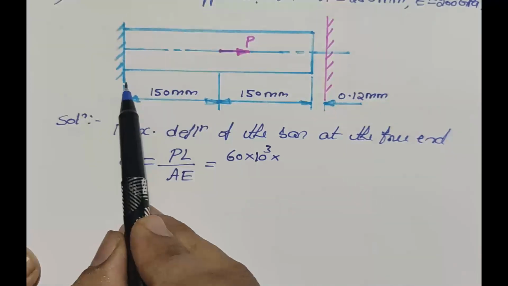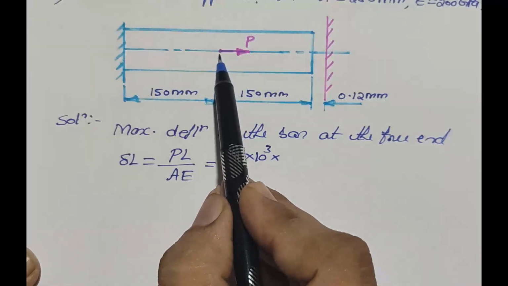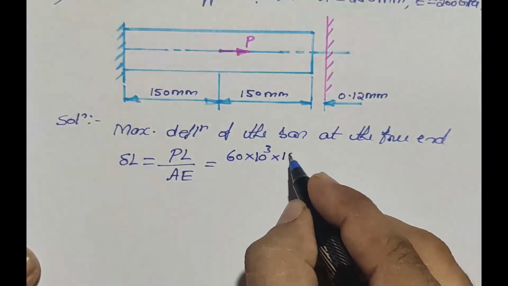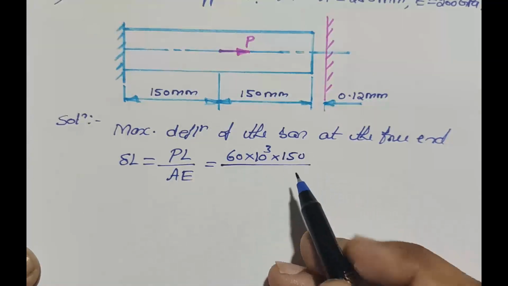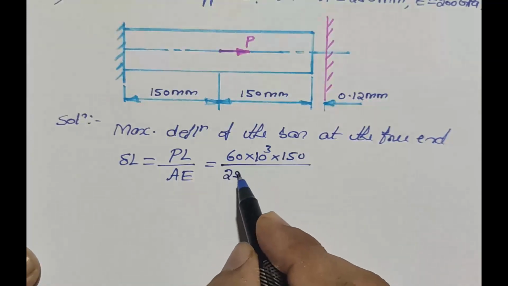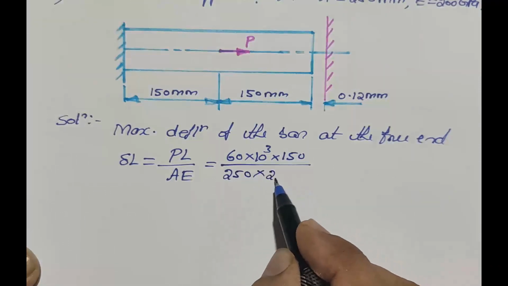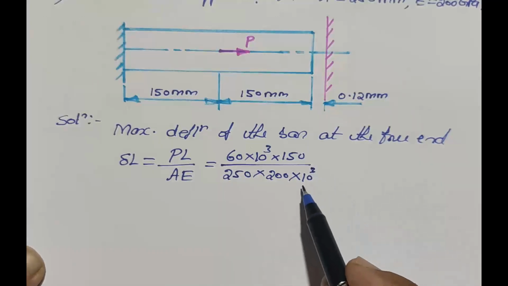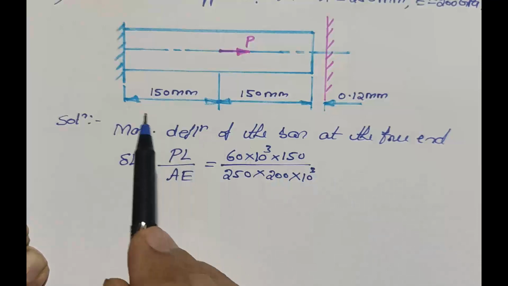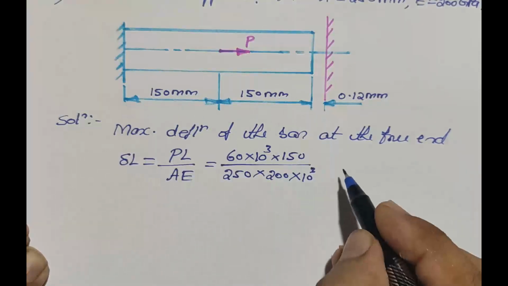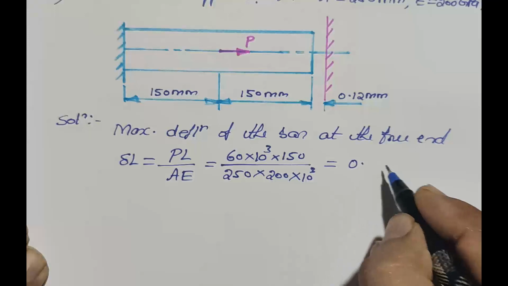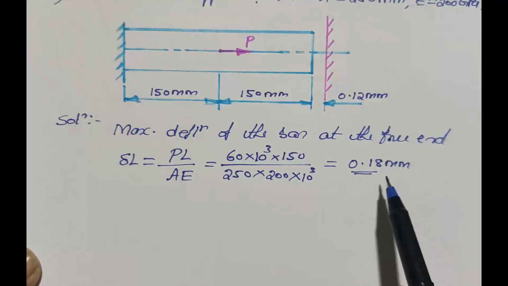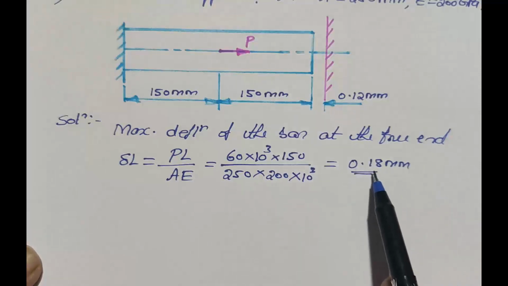Here we have to take length 150 mm because the load is acting at a distance of 150 mm from the fixed end. Therefore L becomes 150, divided by the area, which is 250 mm square, into Young's modulus 200 gigapascal, 200 into 10 power 3. We have converted gigapascal into Newton per mm square because the length of the bar is in mm. So delta L becomes 0.18 mm. See, the maximum tip deflection of the bar is 0.18 mm.